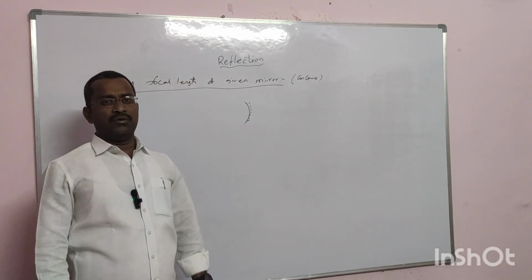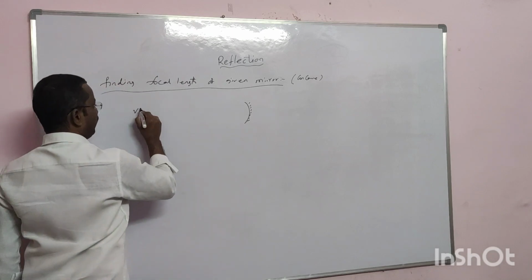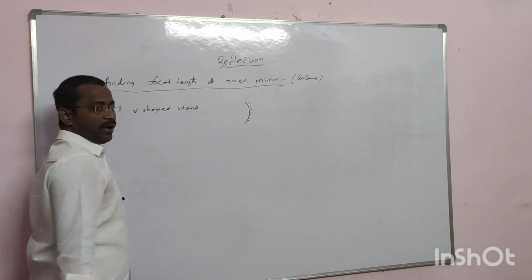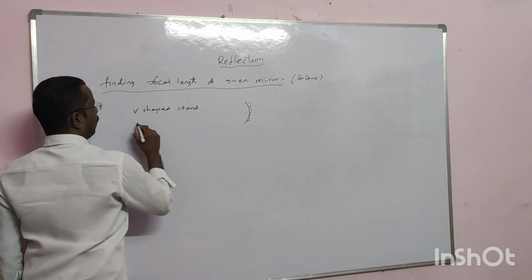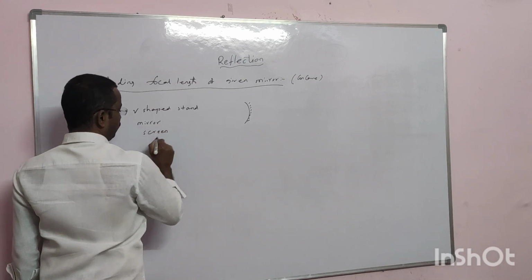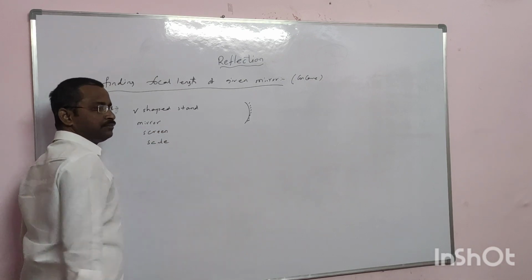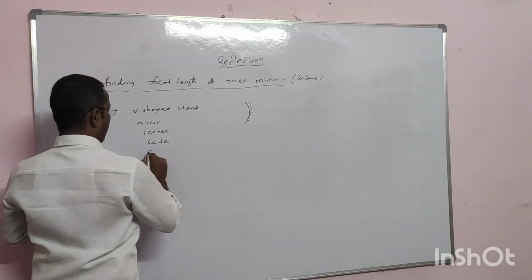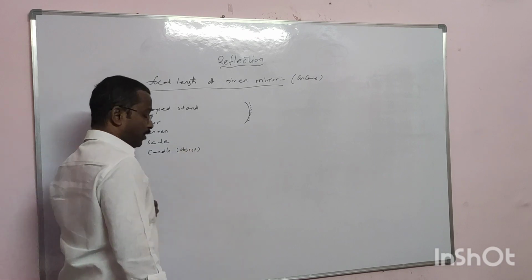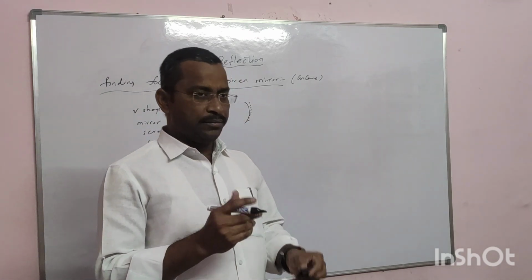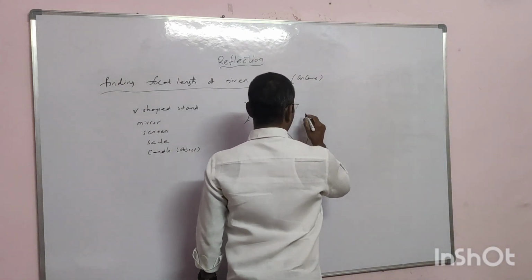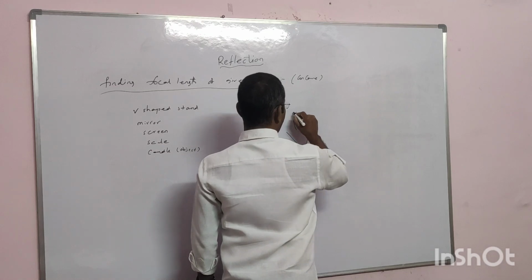So what are the requirements you have? Compulsorily, materials required: V-shaped stand, mirror, screen, scale, candle. Say it as an object. You're going to take the candle as an object. Now what to do, sir? Let's take the V-shaped stand at a certain distance, and you need to place a mirror on this.